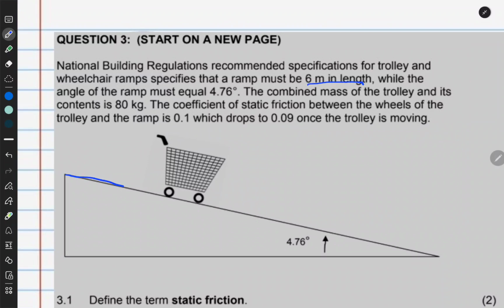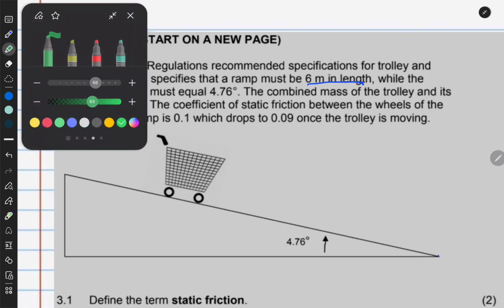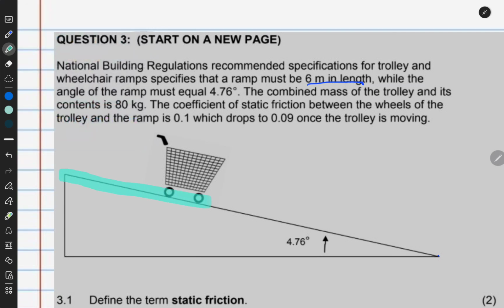So this means this whole thing, this length, will be 6 meters. And then the angle of the ramp is given to us. The combined mass of the trolley and its contents is 80 kilograms.